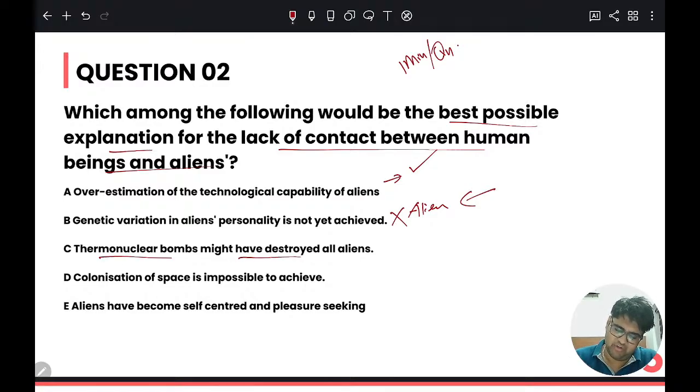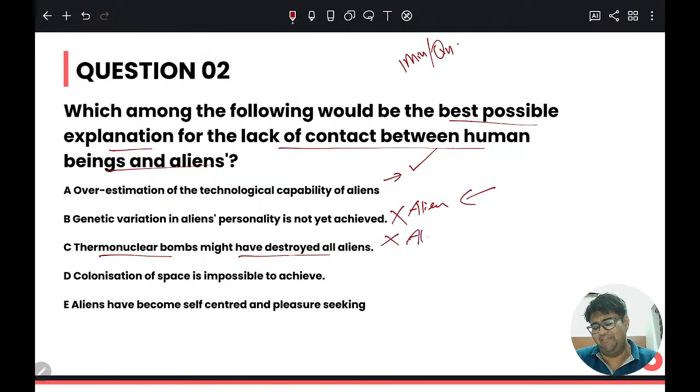Thermonuclear bombs might have destroyed all aliens. Come on, bro. We haven't dropped any bomb other than on Earth. No other planet has survived a bomb attack. Earth only. So B and C are out directly.